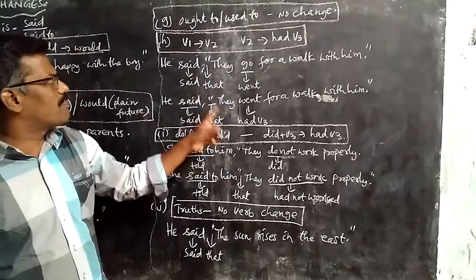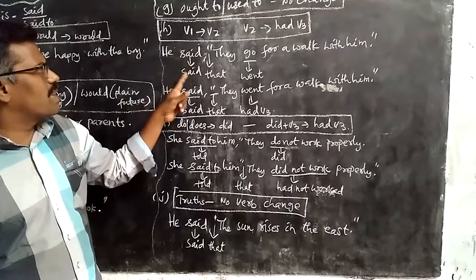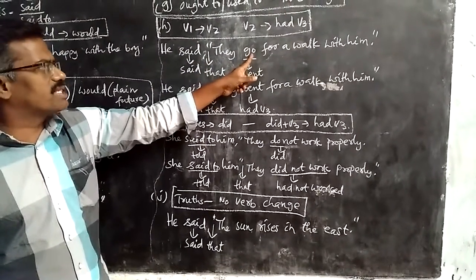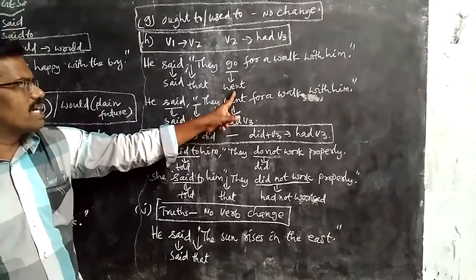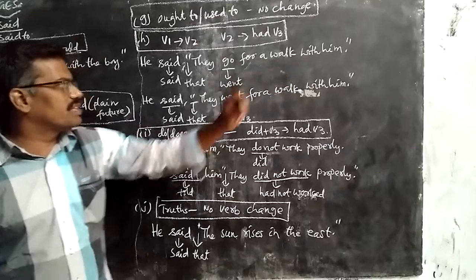Look at these examples. He said they go for a walk with him. Here said becomes said, inverted comma becomes that, and verb 1 is there, simple present. We have to write verb 2, that is went. So we get the answer: he said that they went for a walk with him.